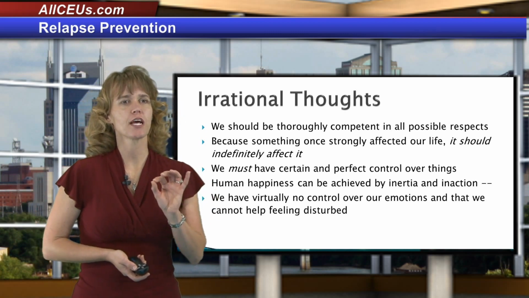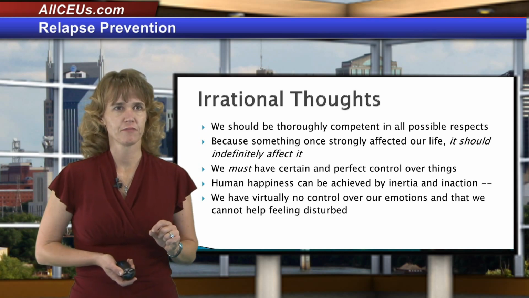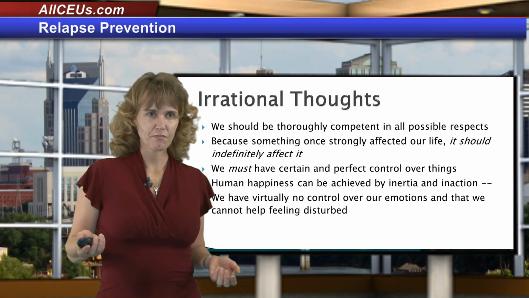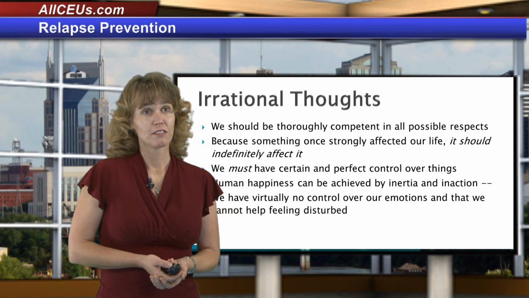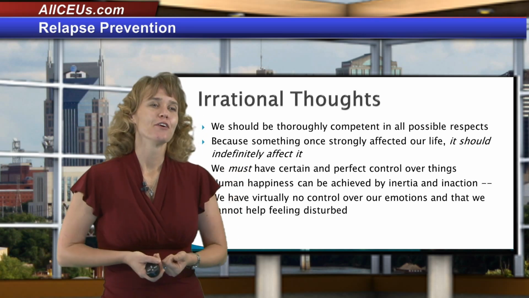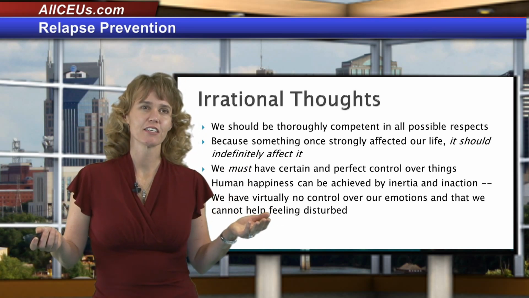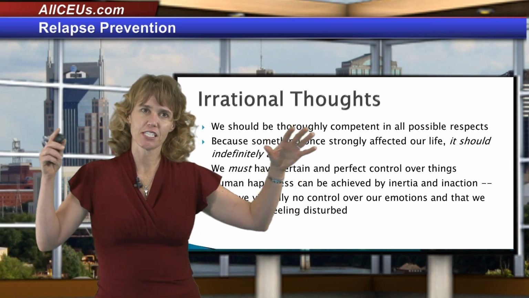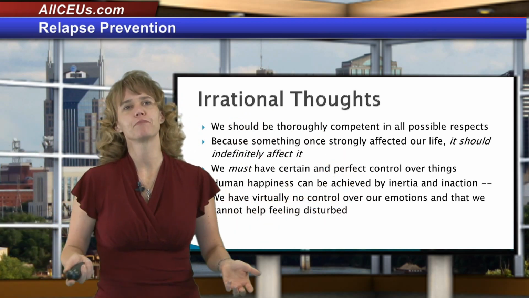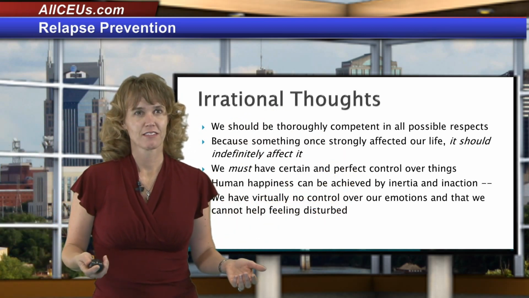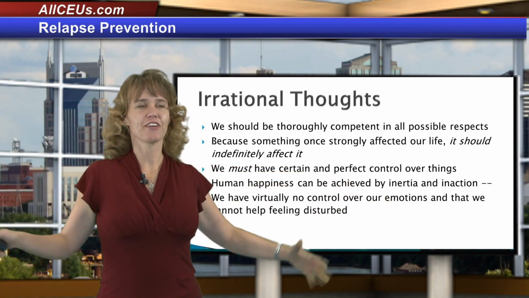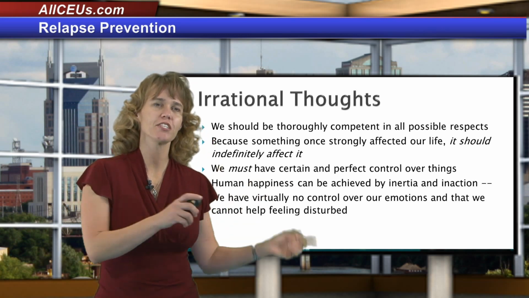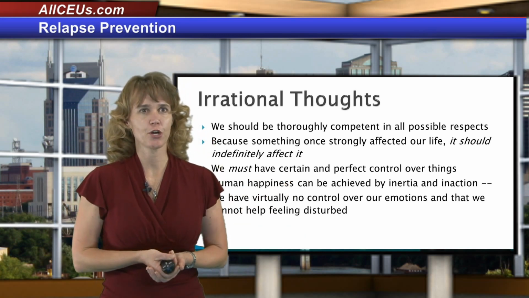We must have certain and perfect control over things. Perfect, there's no such thing. It's nice to have control. Most of us really love control, but we don't have control over everything. So at a certain point, we need to accept those things we cannot change. And that's the step one honesty component that so many people miss. They want to change everybody else and everything else. It doesn't happen. You need to learn how to roll with the punches instead of just expecting no punches are going to be thrown.